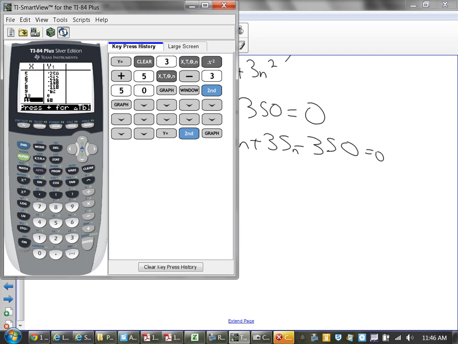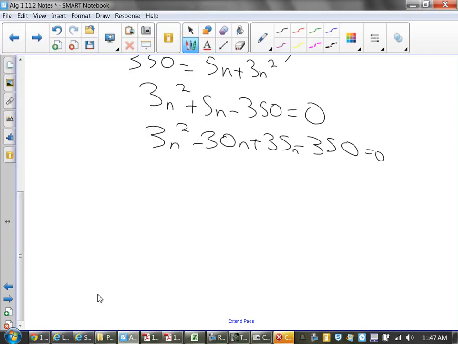The answer's 10. n is 10. You have to add 10 of them together in that sequence to equal up to 175. What was the negative? It's a fraction. You can't have a fractional amount. If you factor 3n squared plus 5n minus 350, you'd get the same answer. It's just messier.